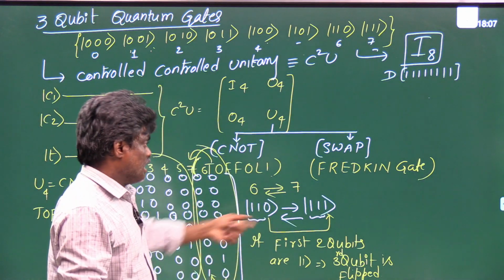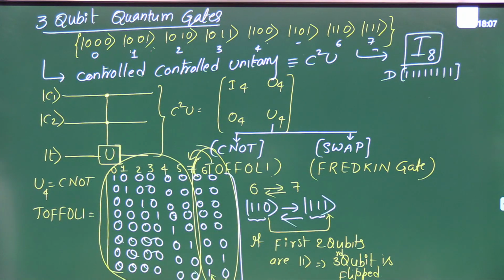Got it? Very easy to understand, not at all difficult. Very good thing is no integration, no differentiation till now. So what is the Toffoli operation? The Toffoli operation is that 6 and 7 are interchanged. 6 is converted to 7, 7 is converted to 6.